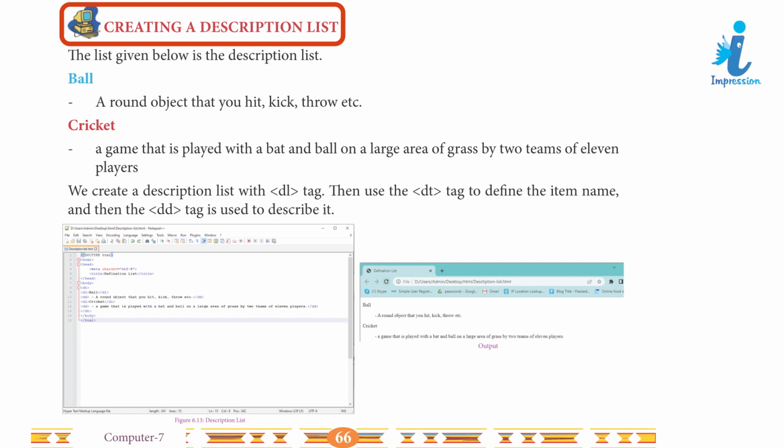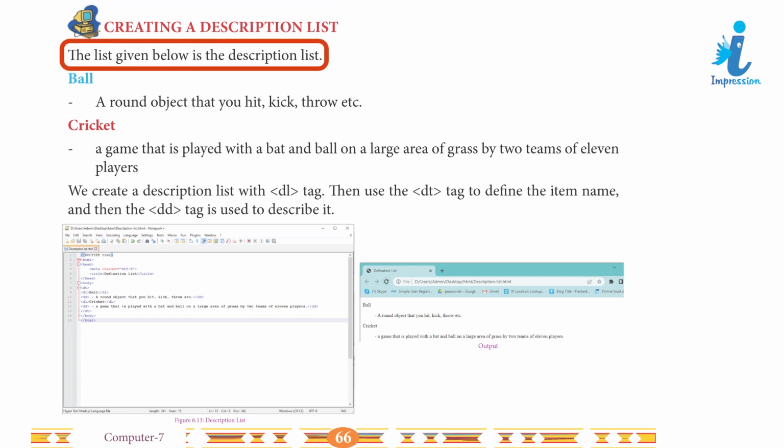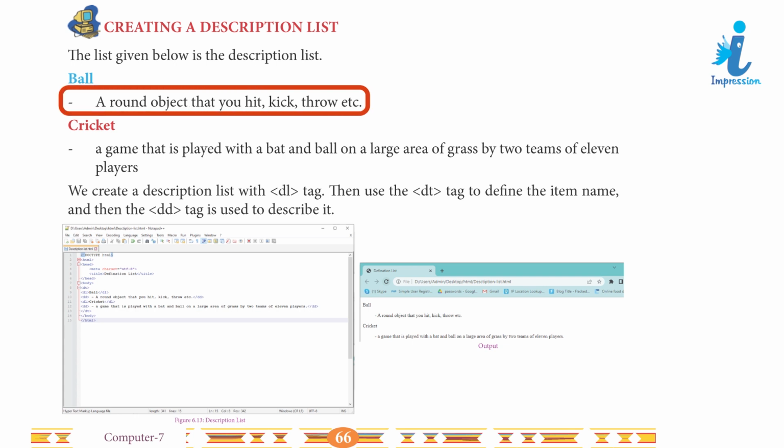Creating a description list. The list given below is the description list. Ball, a round object that you hit, kick, throw, etc.